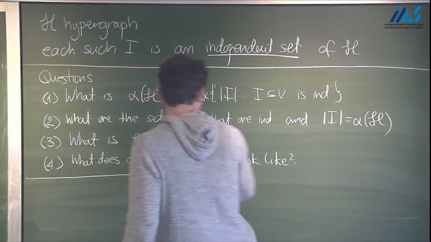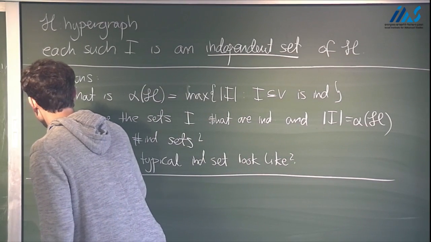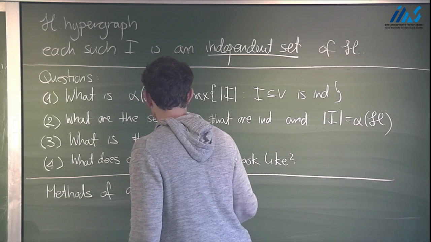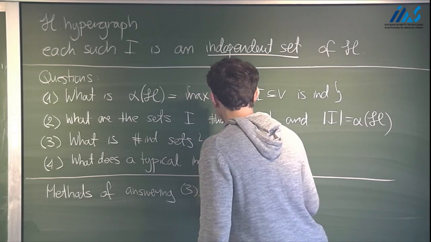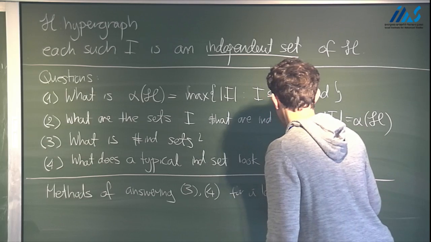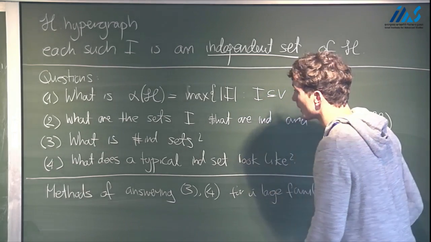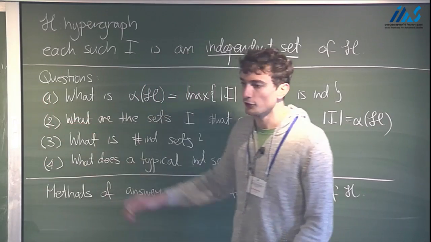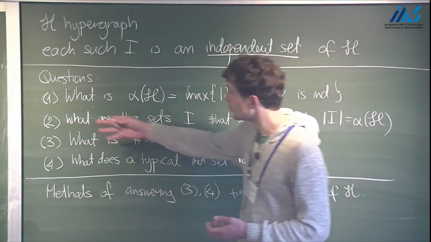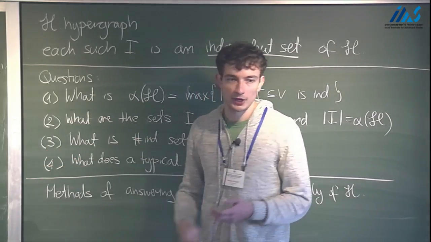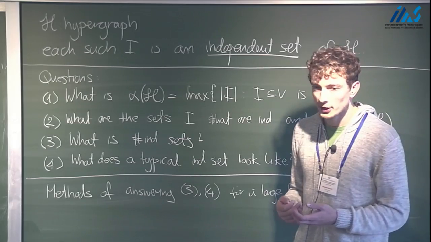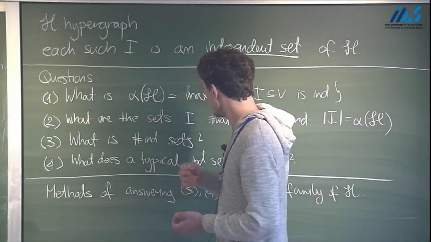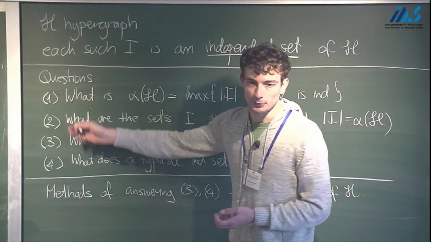So the content of this lecture series are methods of answering 3 and 4 for a large family of H. And in particular, we will relate answers to questions 3 and 4 to answers to questions 1 and 2. It turns out that for a large natural class of hypergraphs, these two extremal problems and these two counting problems are very, very closely related. There's some, say, intimate relationship between them, and we'll be developing methods that allow us to take advantage of this relationship and derive interesting counting statements from the existing extremal statements.